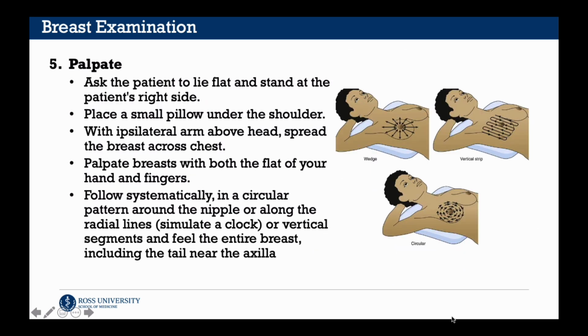Next is palpation. To do so, ask the patient to lie flat and stand at the patient's right side. Place a small pillow under the shoulder. With the ipsilateral arm above the head, spread the breast across the chest. Palpate the breast with both the flat of your hand and fingers. There are three ways this can be done. First, in a circular pattern around the nipple. Second, along the radial line simulating a clock. Lastly, in vertical segments. Whichever way you choose, make sure it is done systematically and includes the tail near the axilla.